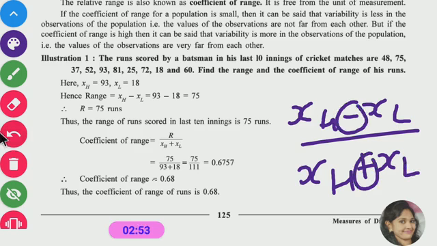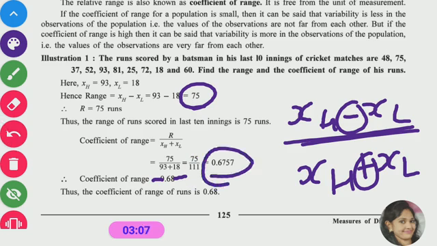So XH minus XL is 75. 75 upon 93 plus 18, that is 75 upon 111. If you count on the calculator, you will get 0.6757. But whenever you find the relative range, you cannot mention the unit because it is relative, free from a unit. The coefficient of range of runs is 0.68.